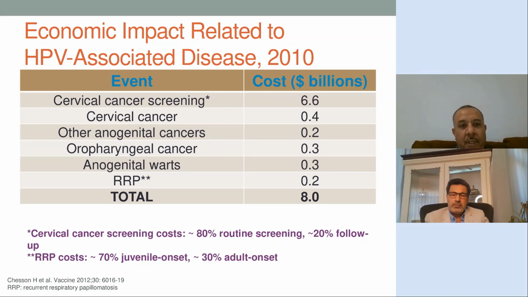If you add to that the cases discovered to have cancers, such as anogenital and oropharyngeal cancers, and anogenital warts, all those cases will cost around 8 billion. So introduction of the vaccine will save this amount of money, and this money can be used for other health prevention issues or in other disease management and prevention.